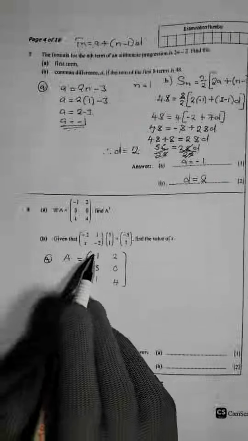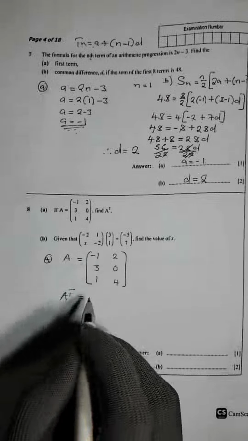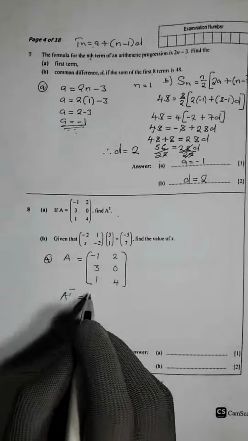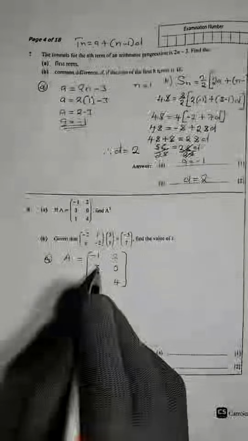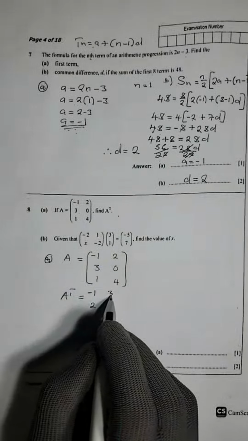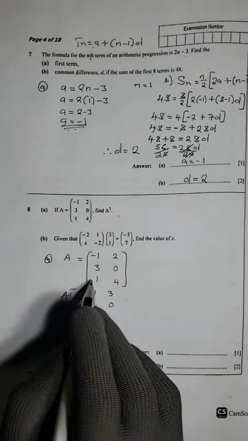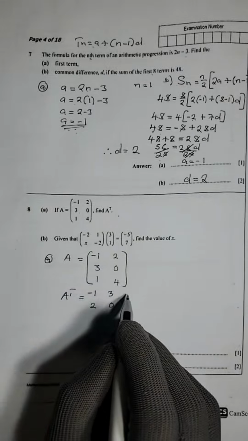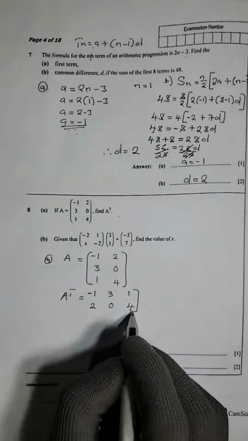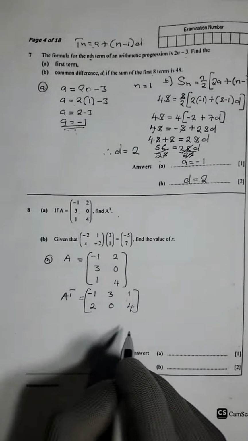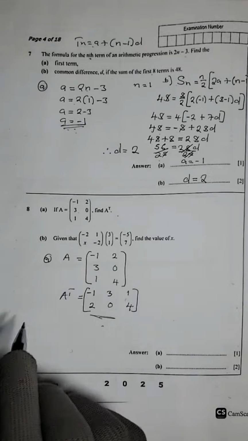So the first row becomes the first column. This first row here will become the first column as -1, 2. The second row becomes the second column, so it will be 3, 0. The third row becomes the third column, and it will be 1, 4. Simple. That's why it's even one mark. This is very simple. All right.